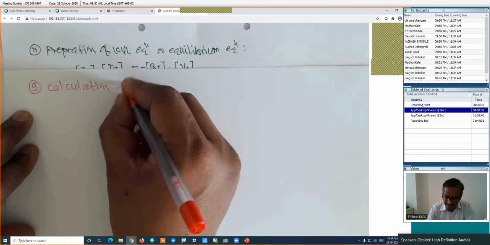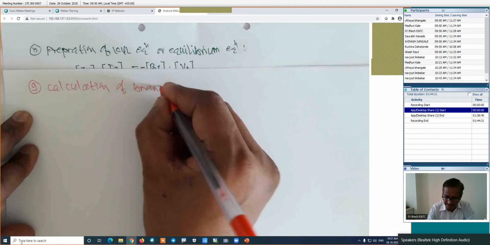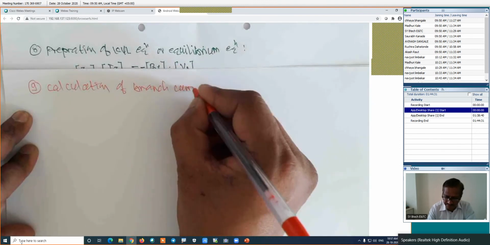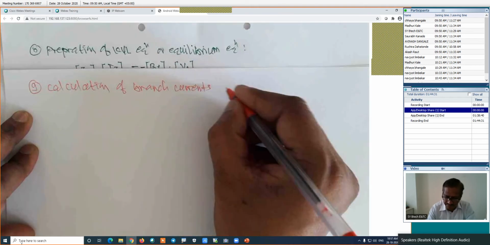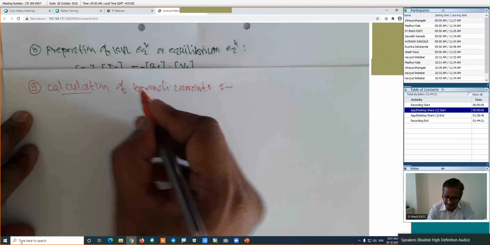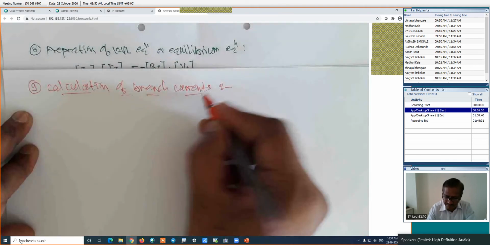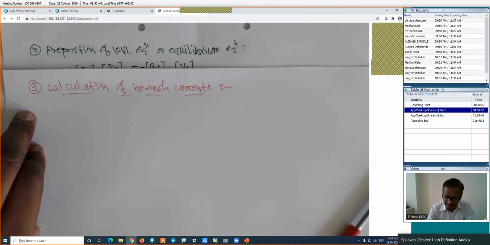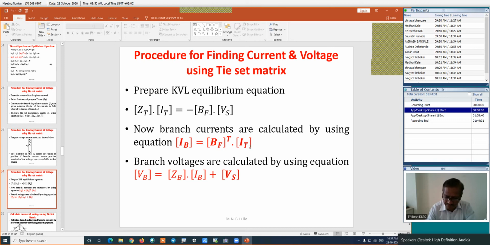Calculation of branch currents. How is the equation for the calculation of branch currents? I will show that first. How is the equation? Look at. This IB is nothing but BF transpose into IT.